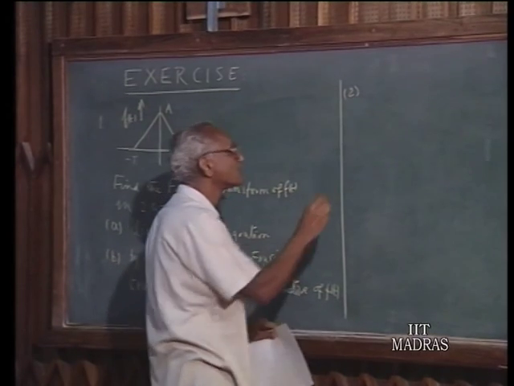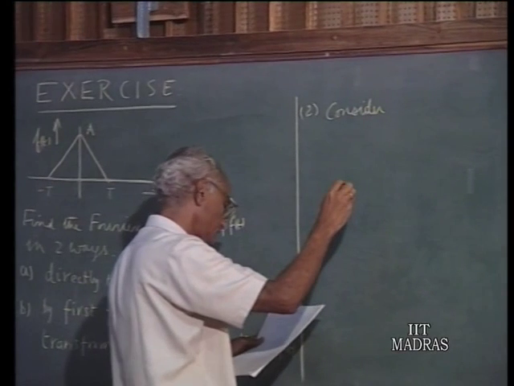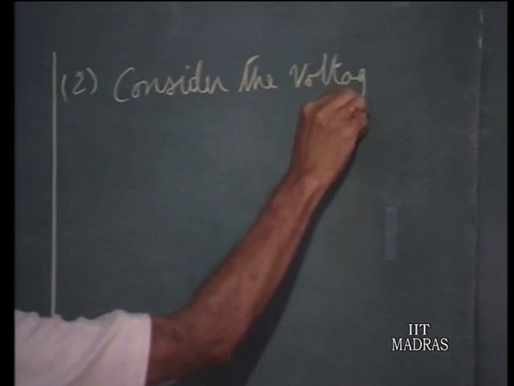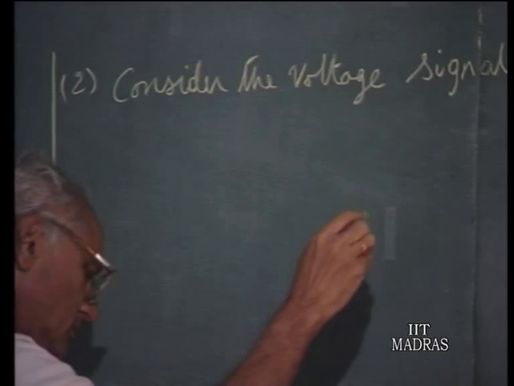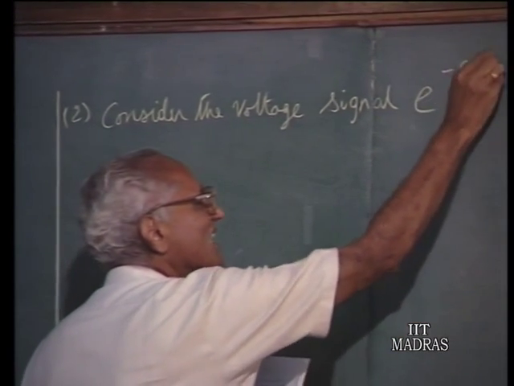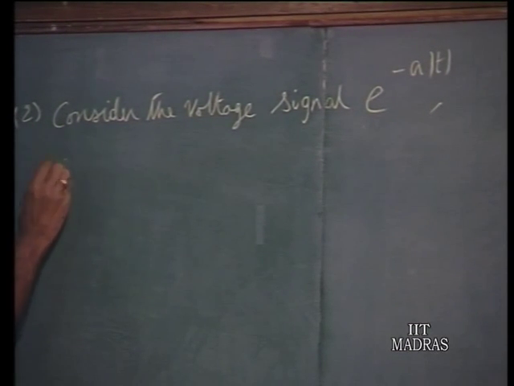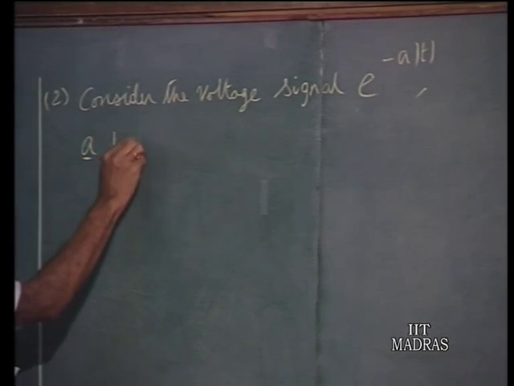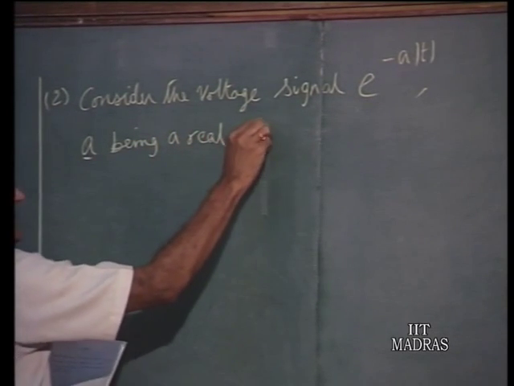Problem number 2. Consider the voltage signal e to the power of minus a magnitude t, a being a real positive constant.